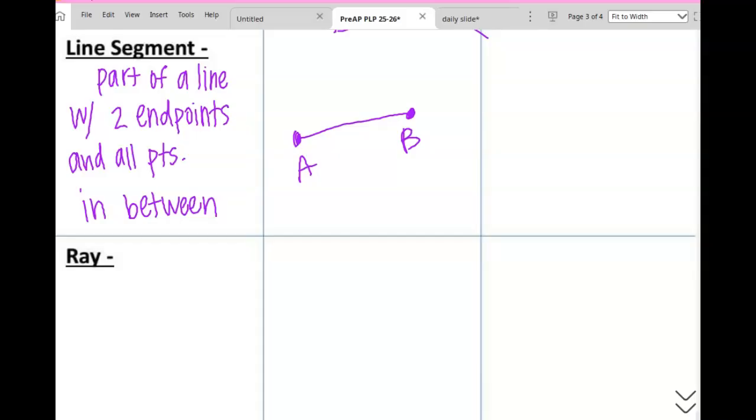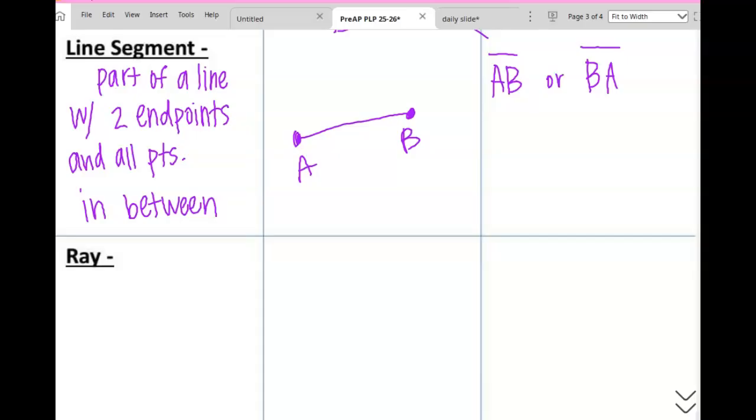This is the easiest one to name because you just need the 2 endpoints. So, A to what? But if I just put AB, I could be talking about a line, I could be talking about the word ab. How do I know it's a line segment? You have to draw a bar at the top. Okay? And then I could do the other way. What's the other way? BA. Okay?